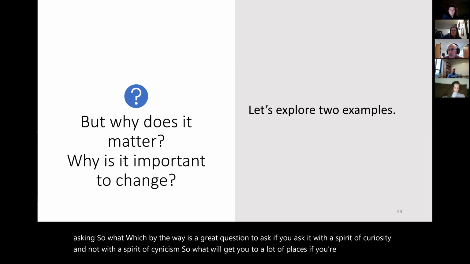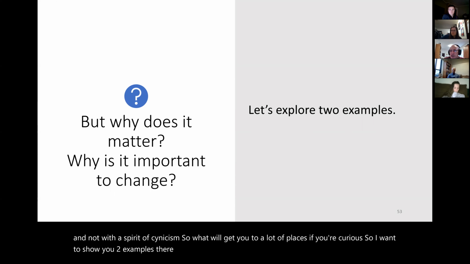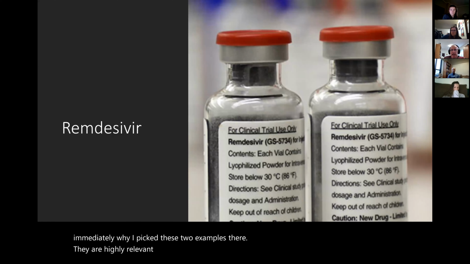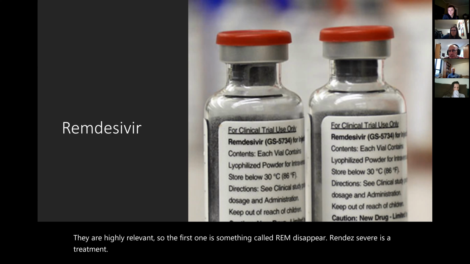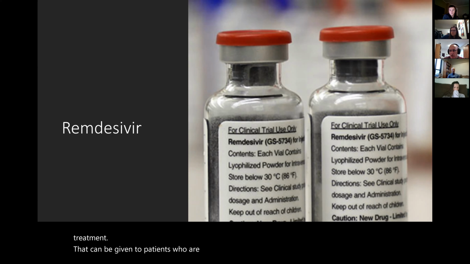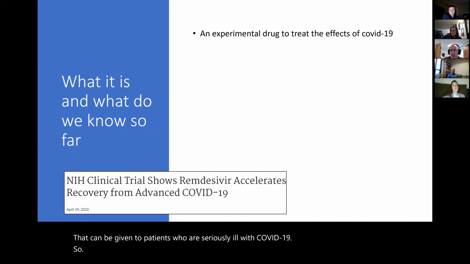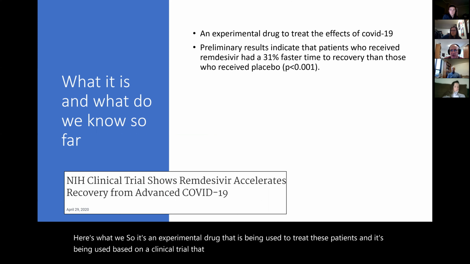So I want to show you two examples. There are many examples, but you'll see immediately why I picked these two. They're highly relevant. The first one is something called remdesivir. Remdesivir is a treatment that can be given to patients who are seriously ill with COVID-19. So here's what we know. It's an experimental drug being used to treat these patients, based on a clinical trial that was released last spring, which you see on the screen.